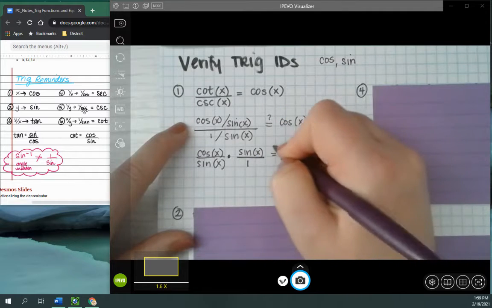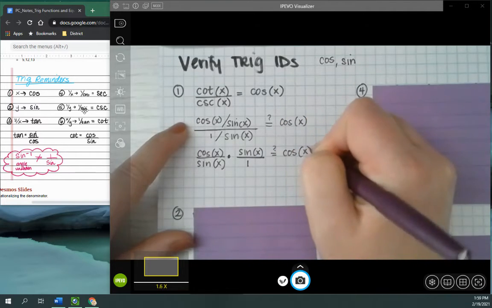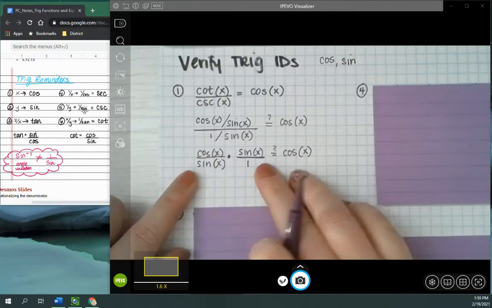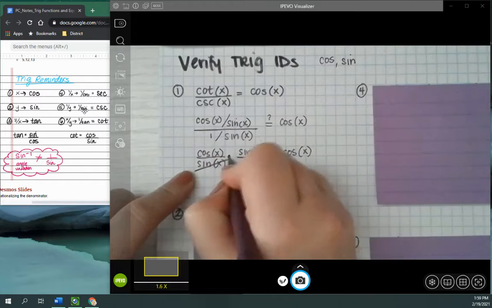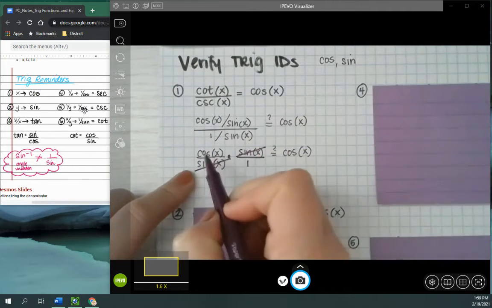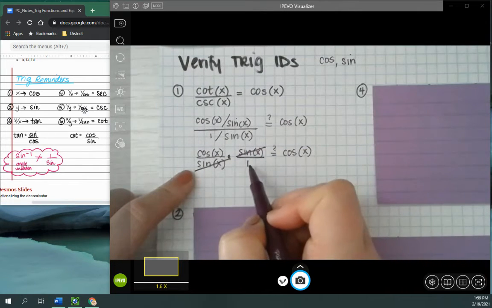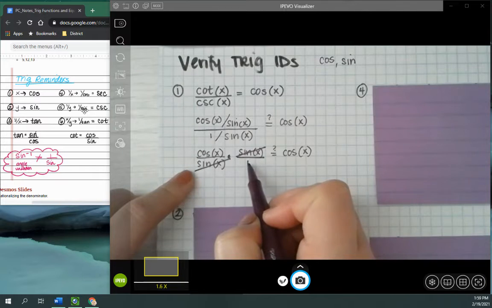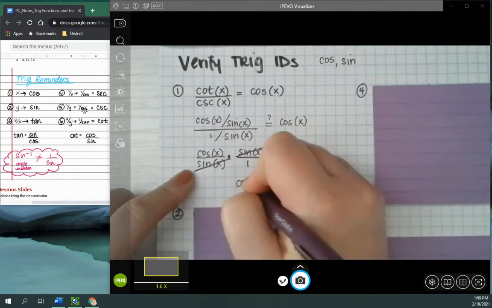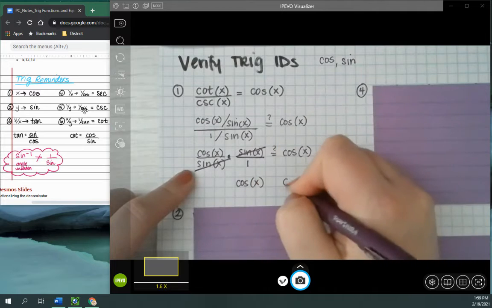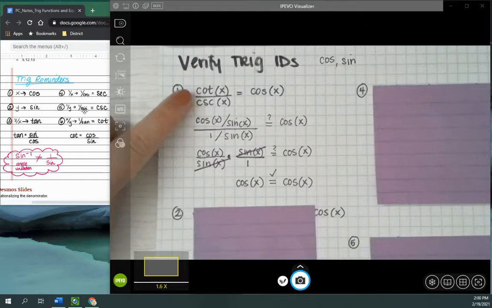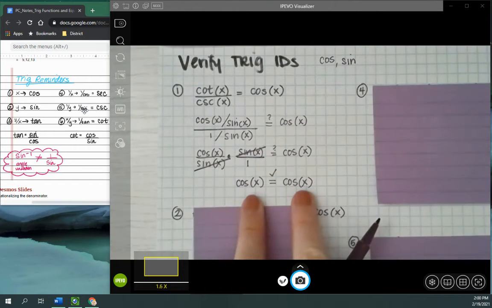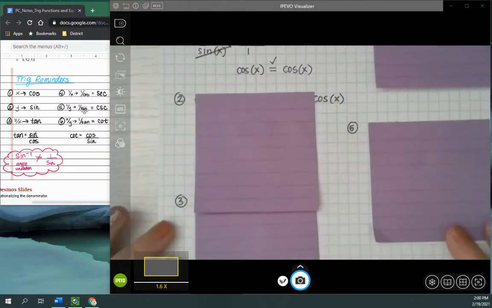We want to verify if this will equal cosine of x. Now I'm looking for things that I can reduce. I have a sine on the bottom and a sine on the top. This will reduce out to 1. That leaves me with cosine on the top and 1 on the bottom. I do not need to put the 1 on the bottom. I can just leave this as cosine x and cosine x. I have verified that I can simplify this so that both sides equal cosine x. I'm going to move on to example 2.